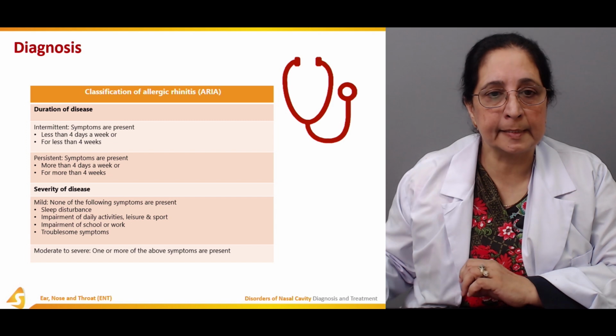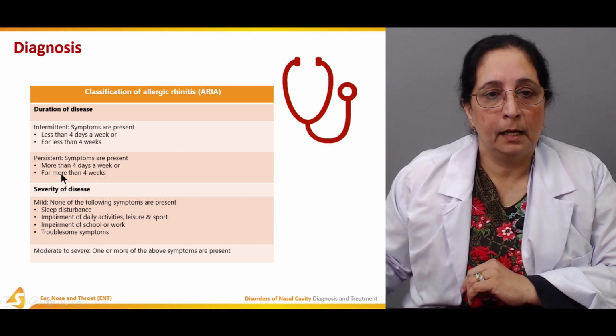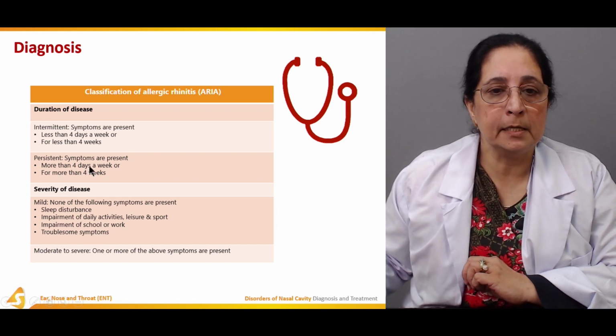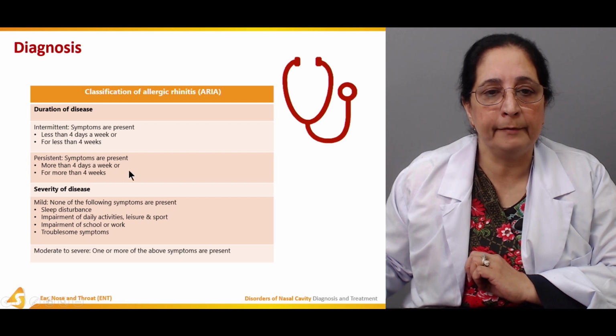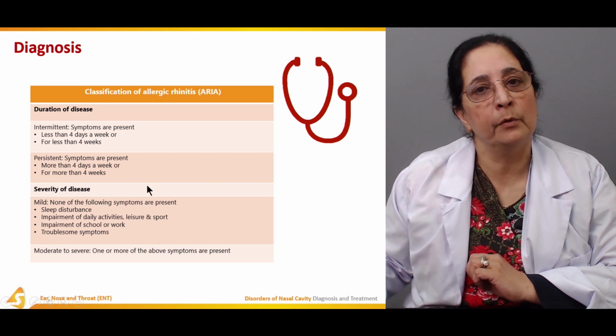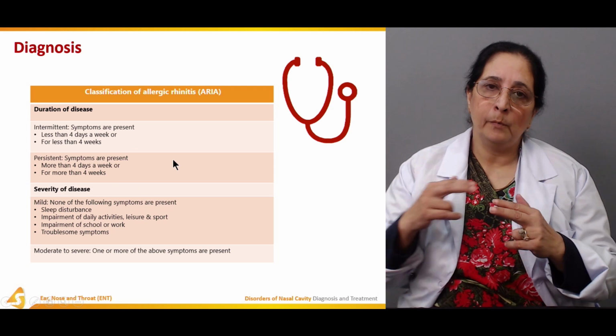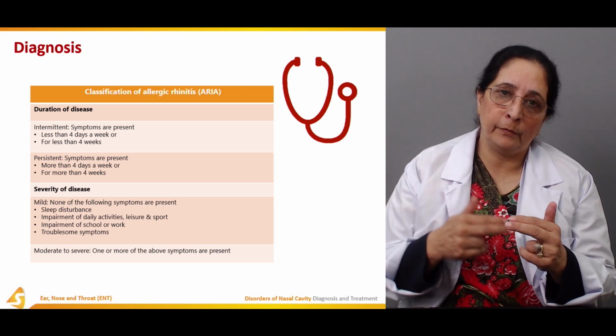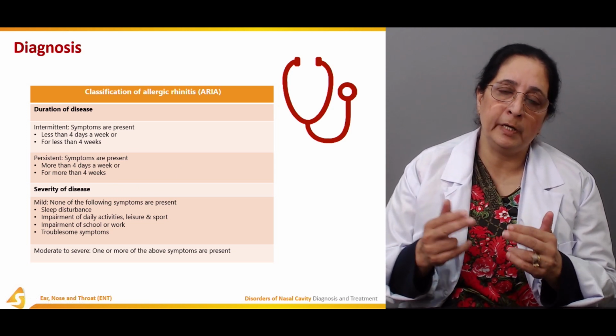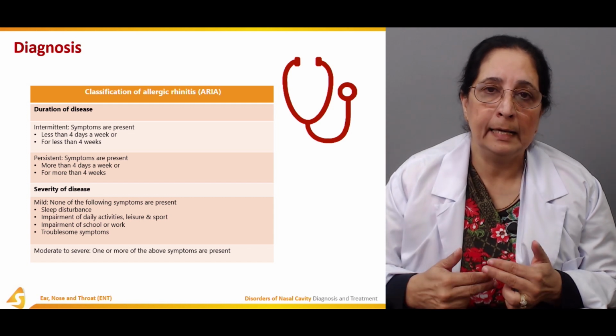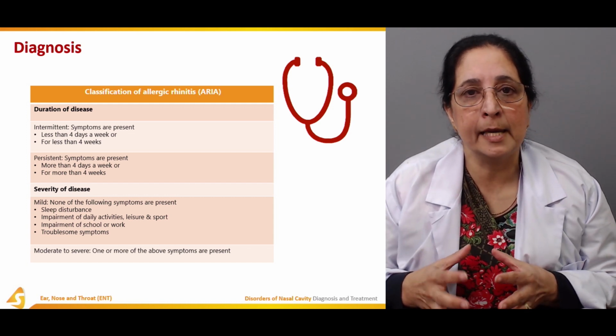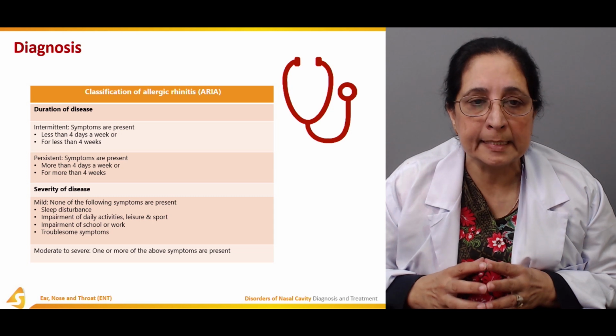If they are persistent, symptoms are present more than 4 days a week and for more than 4 weeks. So by these durations, the disease is classified as intermittent or persistent.